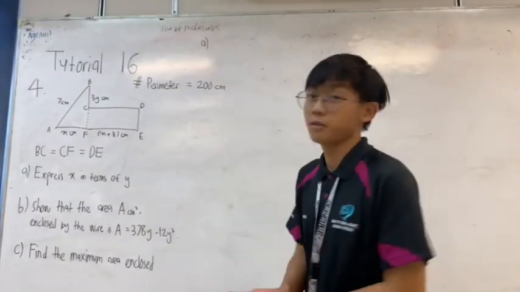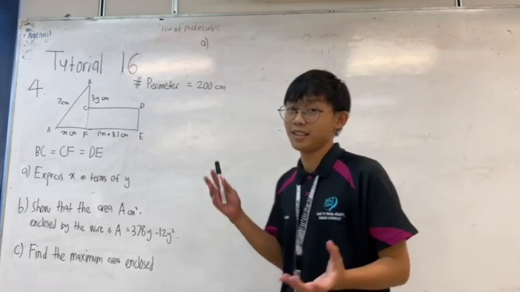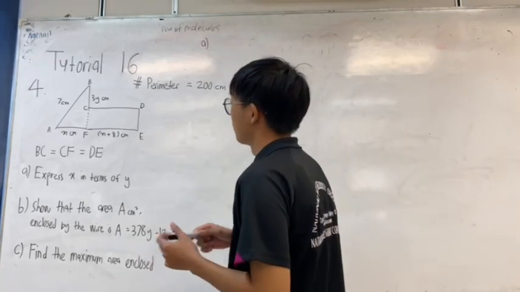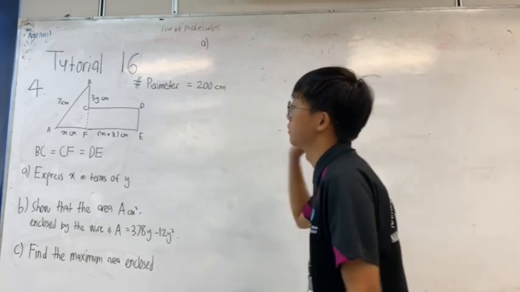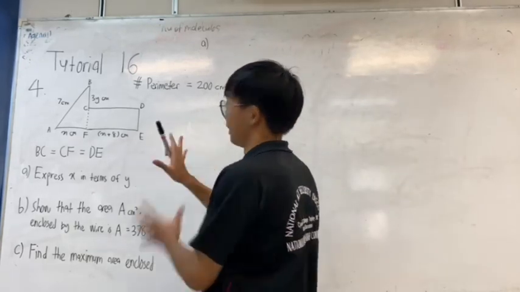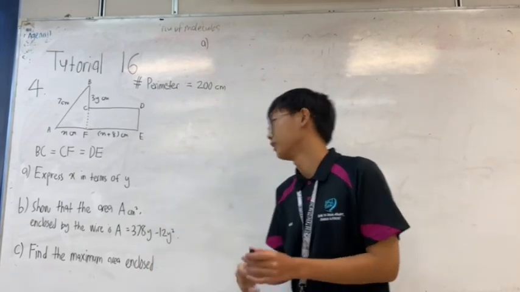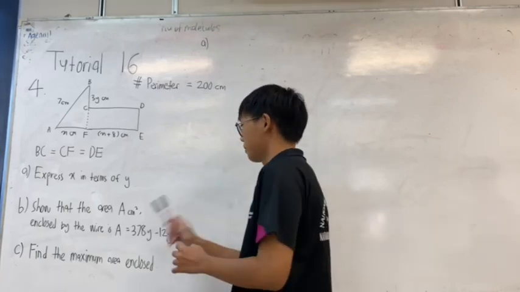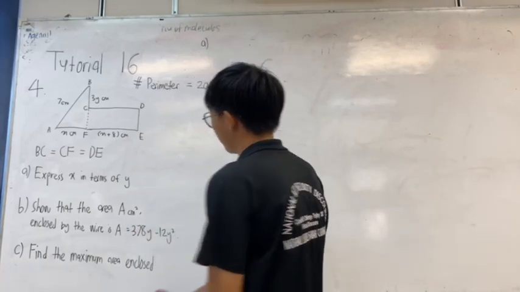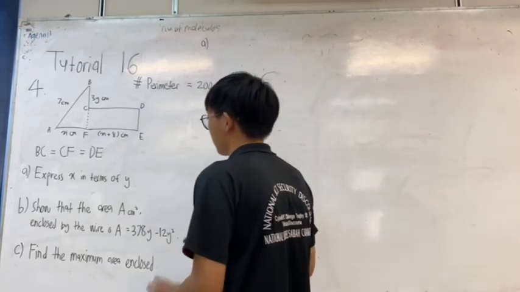Okay, so after understanding what the topic is about, we're going to know what to solve in this subtopic. So we have the question here, which is from tutorial 6, question number 4, about our subtopic. And we have three questions: express x in terms of y, show that the area A cm squared enclosed by the wire is 378y minus 12y squared, and lastly, find the maximum area enclosed.